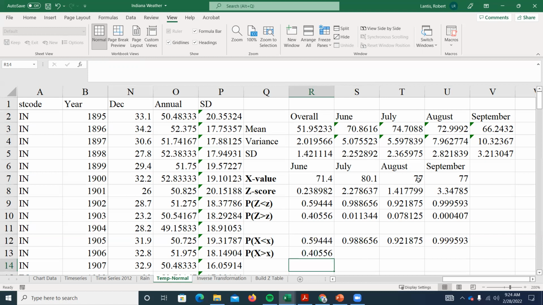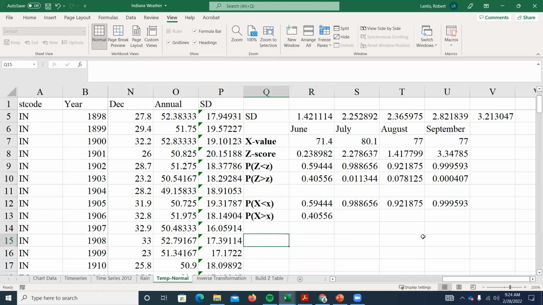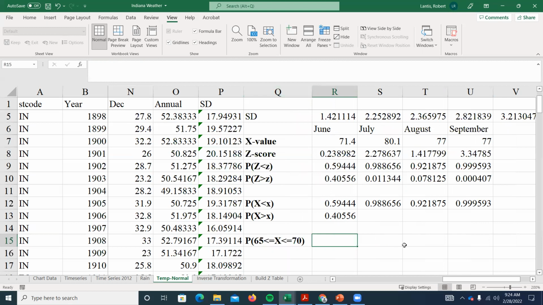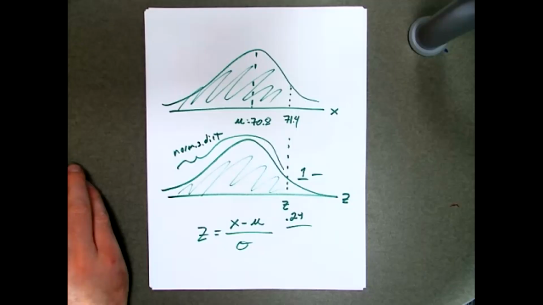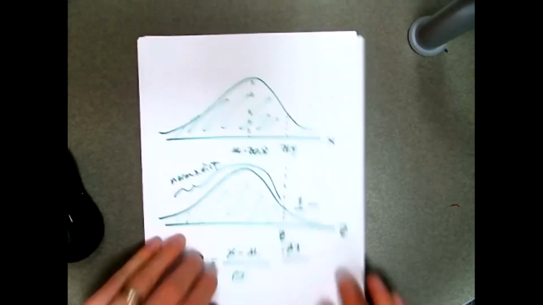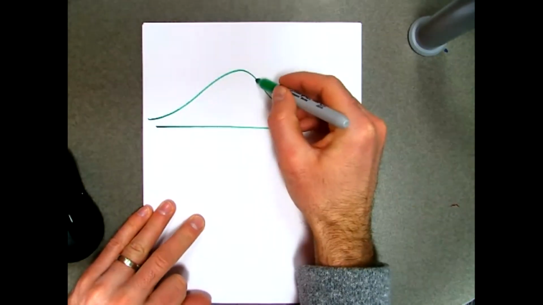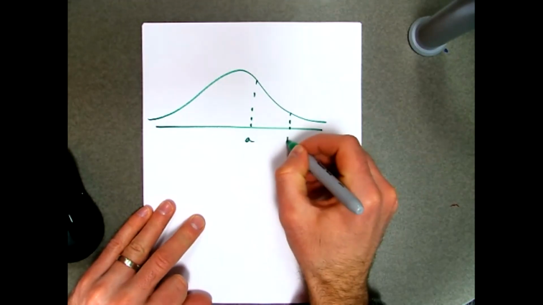Okay, so that's how we can use Excel, if we have a normally distributed variable, to find the probability of being above a certain value or below a certain value. What if I wanted to find the probability of being in between two values? Let's say the probability of being in between 65 and 70. I can do this all in one cell. If we remember visually what that would look like, if I want the probability of being in between two values, let's call them A and B.